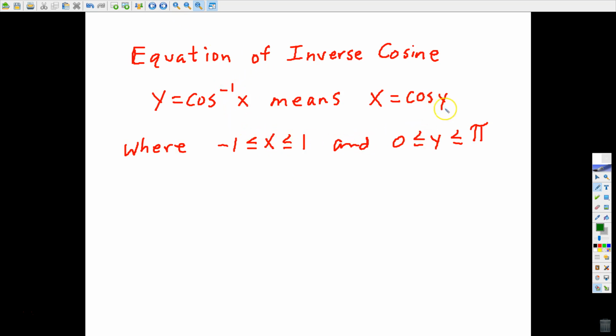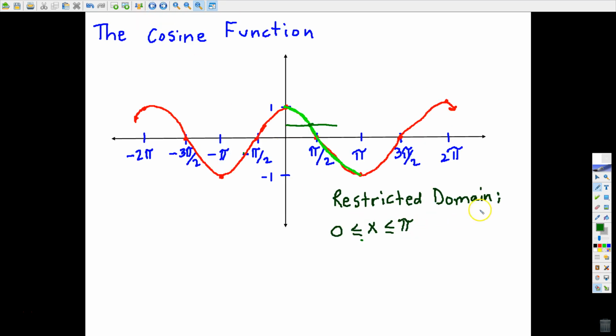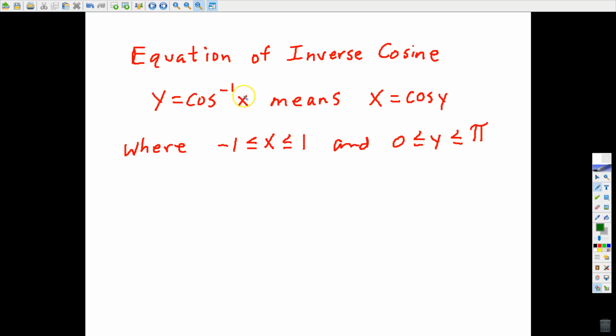The range, however, is a little different because the restricted domain for cosine is a little different than what it was for sine. So remember, the domain of cosine becomes the range for inverse cosine. So now when we do inverse cosine, we're looking for an angle measurement that's between 0 and pi in radians.